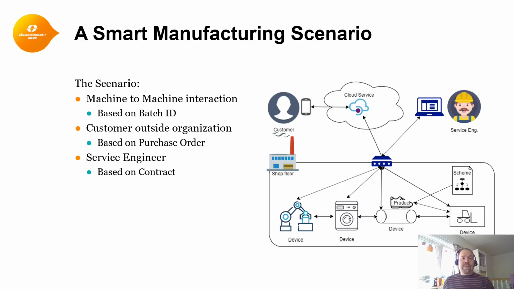In the scenario, we have a number of devices that are cooperating in order to fulfill a specific production scheme of a product. These devices have to exchange information on product handover. There is a customer outside the organization interested in fetching information on placed orders and purchased products. And we have a service engineer who is responsible for the continuous operation of some of the devices within the manufacturing environment. We argue in the article that the rules for all of these interactions can be expressed based on attributes of the entities.